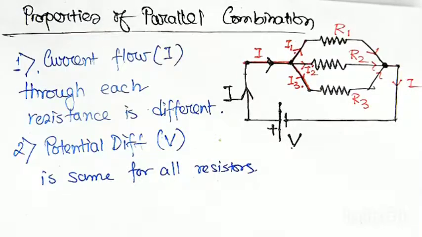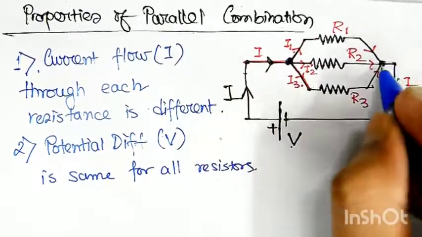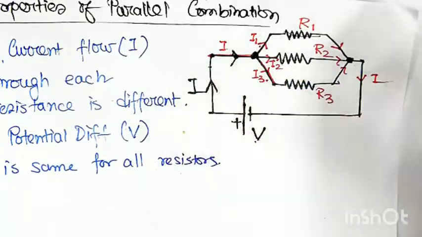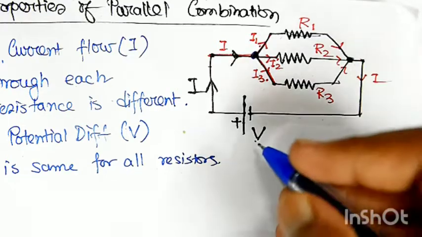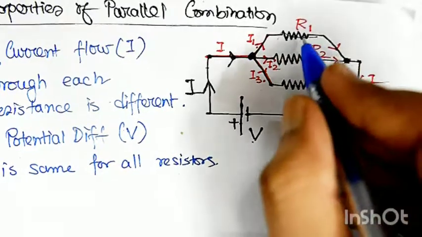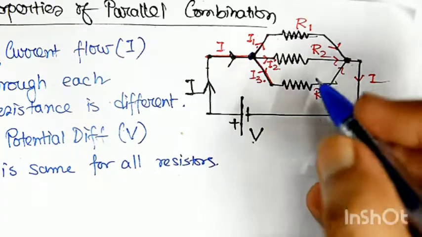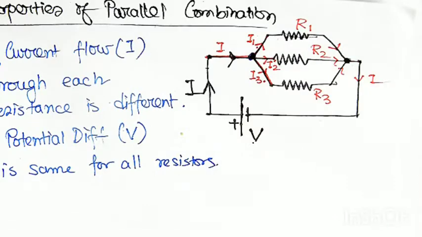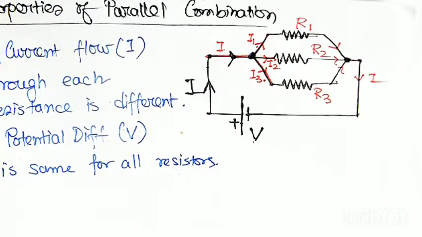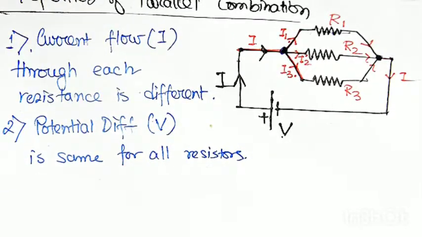The potential difference is the same, meaning between this point and this point, all these three resistances are connected. All of them stay under equal potential difference. That means if V is 100 volts, then R1 is also under 100 volts, R2 is also under 100 volts, and R3 is also under 100 volts potential difference, though they are getting different amounts of current flow. So you can calculate further equations from here. We got that each of them has equal potential difference but different current flow.